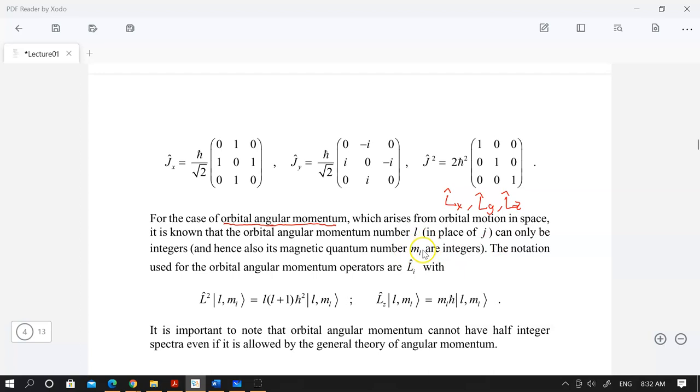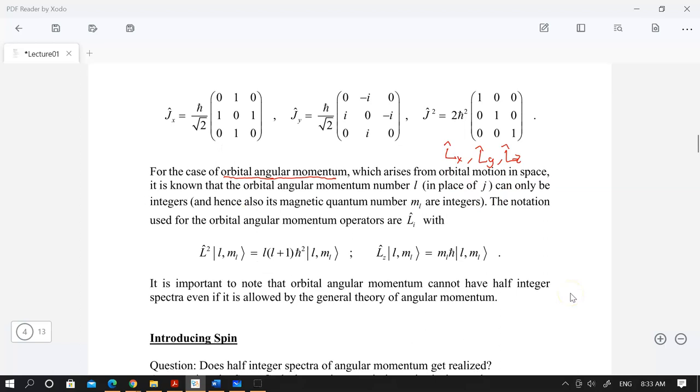Sometimes if you have two different angular momenta, then you actually put a subscript on that. So for example, for L, there will be an ML. If there are two different angular momenta, L1, for example, then this will be M1, and L2 will have M2 here. So that depends on the situation. We can juggle between different notations. And then essentially you have the same eigenvalue equation again, just replacing your J by L. But the important thing that we find, since L is coming from a rotational motion, is that you can show that your orbital angular momentum cannot have a half integer spectrum. In other words, your L will be integers.